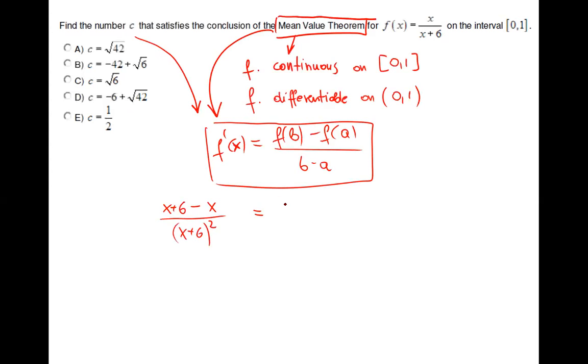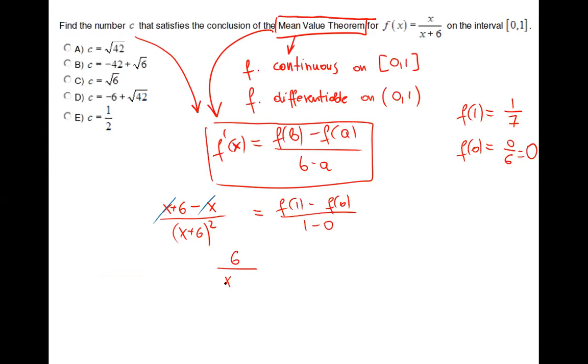And on the right hand side, f of 1 minus f of 0, 1 minus 0. I can possibly compute on the side: f of 1 will be 1 over 7, and f of 0 is 0 over 6, which is 0. If it were 6 over 0, that would be a problem, that would be undefined. Okay, that means we do have some cancellations.